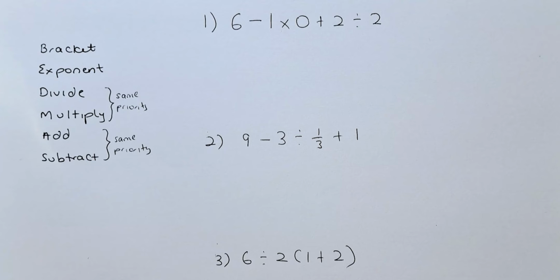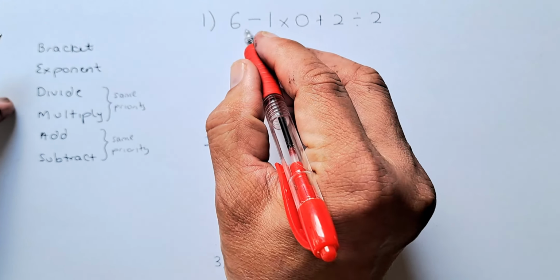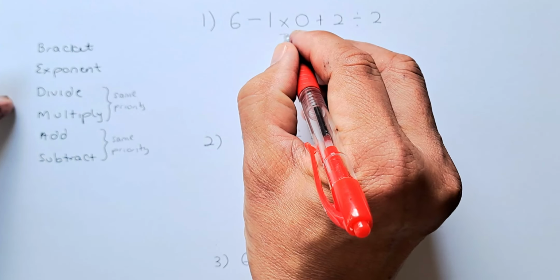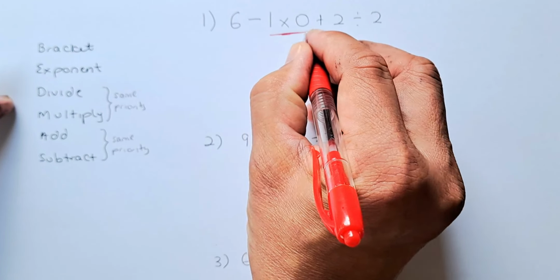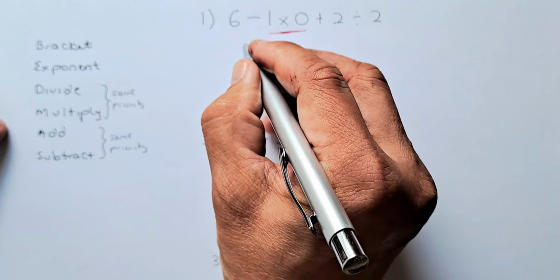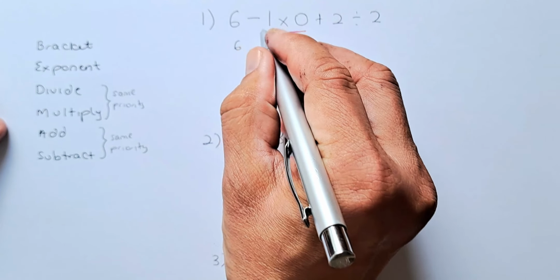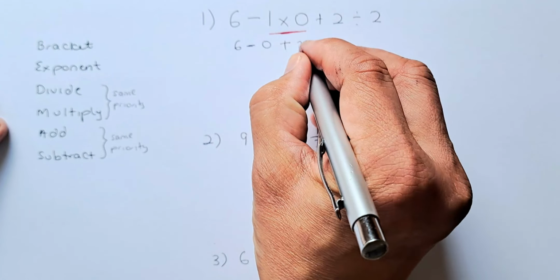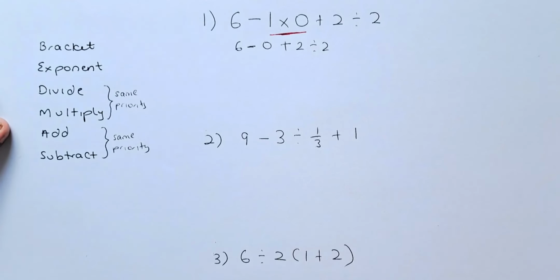We have 6 minus 1 times 0 plus 2 divided by 2. So only the multiply is higher than minus, plus, and divide, so you need to do the multiply first. So we're going to do this number first. So it's going to be 6 minus 1 times 0 is 0 plus 2 divided by 2.